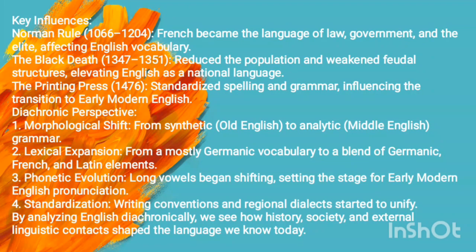About the printing press, it started in 1476. It was introduced by William Caxton, helped standardize spellings and grammar, and increased literacy and use of English across England. Next one is the diachronic perspective, how English changed over time. First one is morphological shift. Old English was synthetic, used inflections to show meaning. Middle English became analytic, that is, it used word order and helper words.